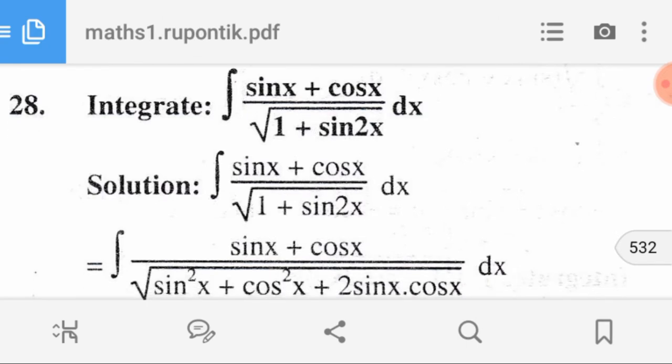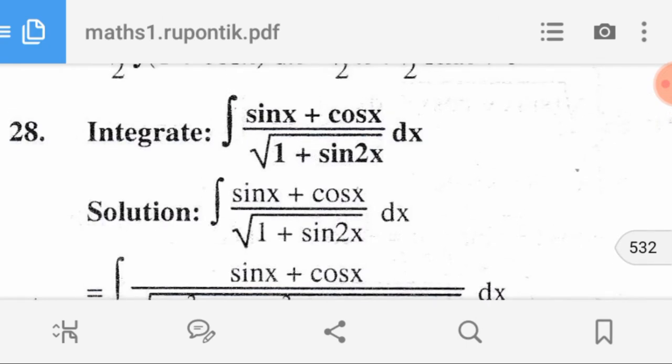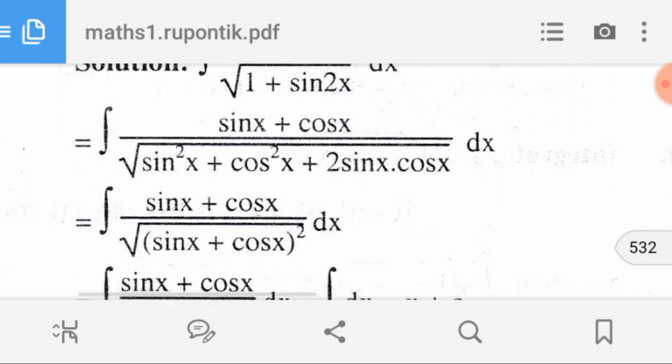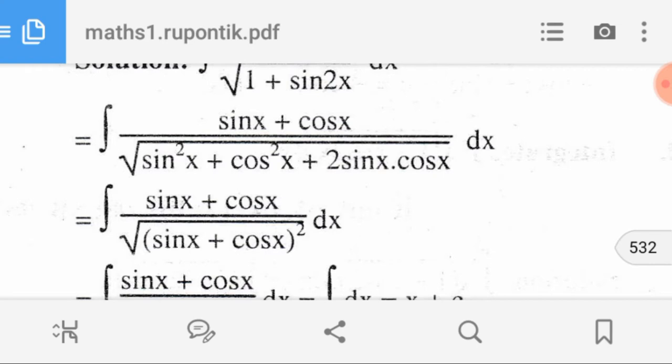Problem number 28. Here, integration of (sin x plus cos x) whole divided by the square root of 1 plus sin 2x. Dear audience, 1 can be written as sin square x plus cos square x, and sin 2x can be written as 2 sin x cos x. And in place of sin x plus cos x, I write the same thing. And we know that a square plus b square plus 2ab can be written as (a plus b) whole square, which is similar to the function inside the square root. So we can write (sin x plus cos x) whole square, and sin x plus cos x dx.